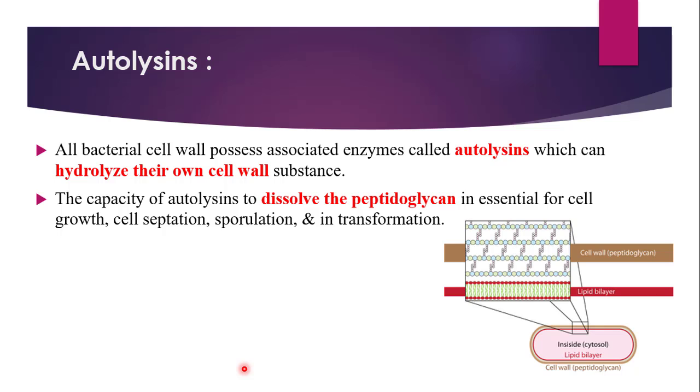Next part of the mechanism is that all bacterial cell walls possess associated enzymes called autolysins. Autolysins, when they get activated, will hydrolyze their own cell substances. So this capacity of autolysins to dissolve the peptidoglycan is essential for cell growth, cell septation, sporulation, transformation, for these processes which are essential. So dissolving the peptidoglycan is the major function of the autolysins.